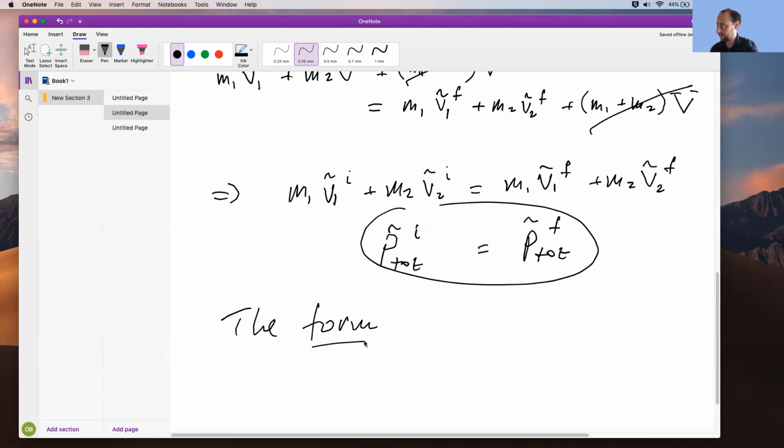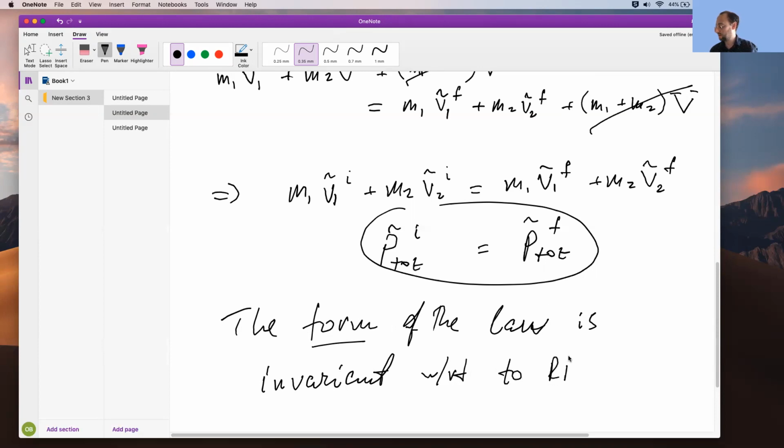Form of the law, in this case, it deals with conservation. Not all laws deal with conservation. The form of the law is invariant with respect to reference frame change. Or just invariant, because when I say invariant, I mean the same from one reference frame to another.